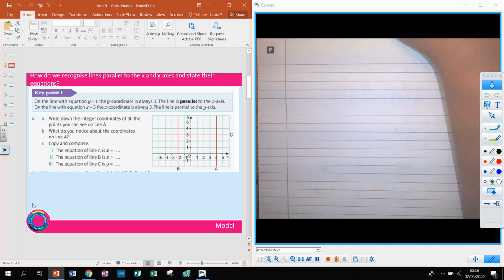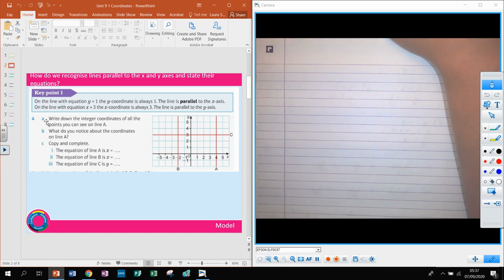Okay, thank you for writing those down. Let's take a look at question 4 together. It first says to write down the integer coordinates of all the points you can see on line A. Integer means whole number, okay? So we're going to write down all of the integer coordinates that we can see on line A. Well, this is line A here. So let's take a look. The x value is always 4. It's the y value that changes. So let's start at the top.